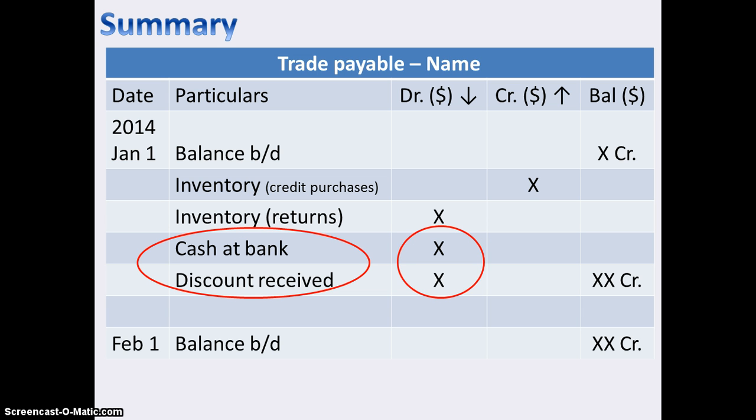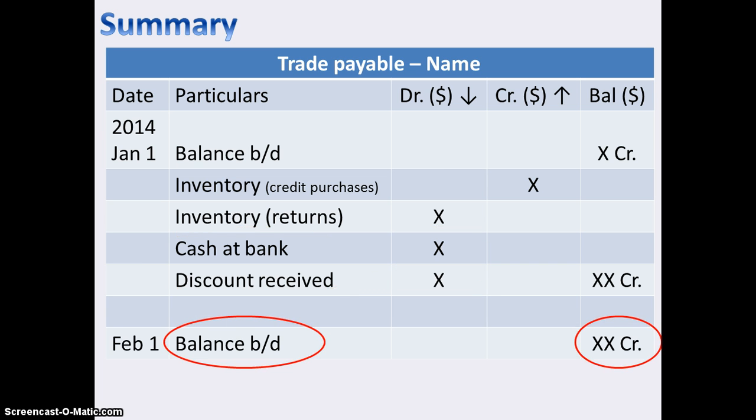When the business pays creditor and receives a cash discount, the trade payable account decreases as the business owes the creditor lesser after payment. When there is a balance, the balance will be brought forward to the next month. This ends the section on trade payable.